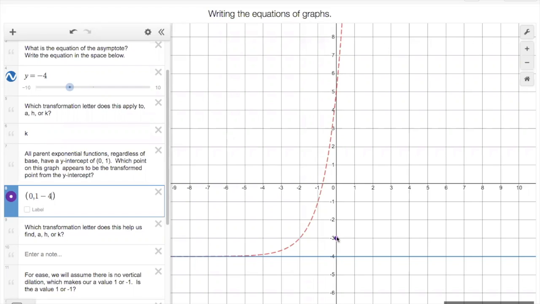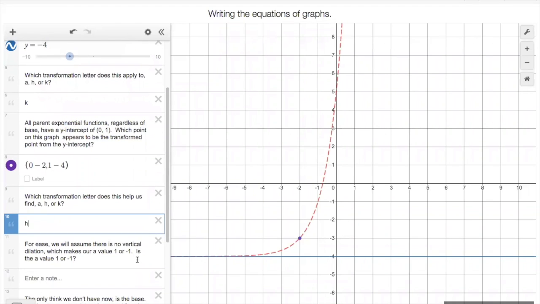So now all I have to do is find, how do I need to move so that it now matches my graph? Well, I need to move it 2 to the left, -2, and then I will see that it's now on my graph. So that point that's 0, 1 gets transformed down 4, left 2, and that's going to be our H value. The next thing is finding the A value.